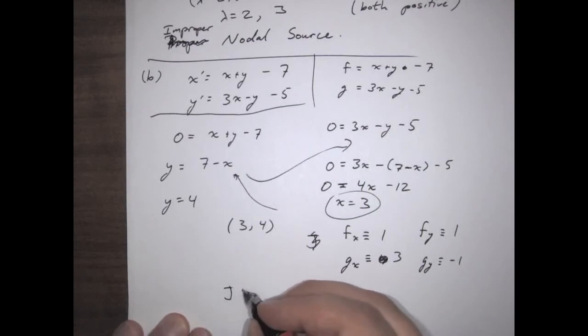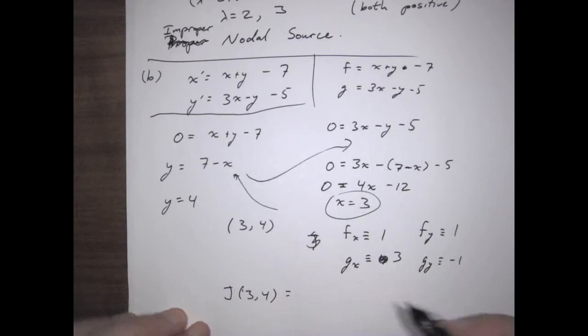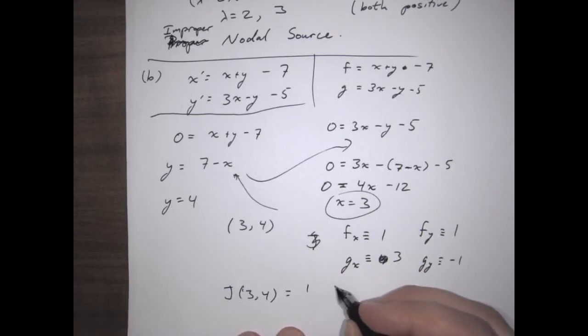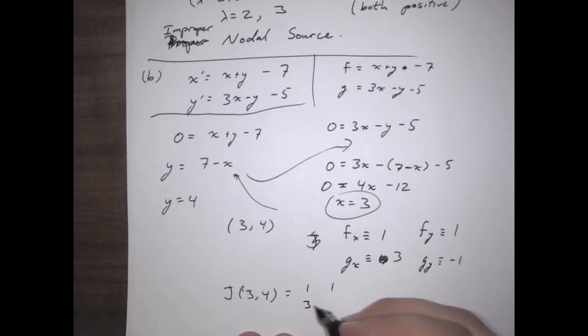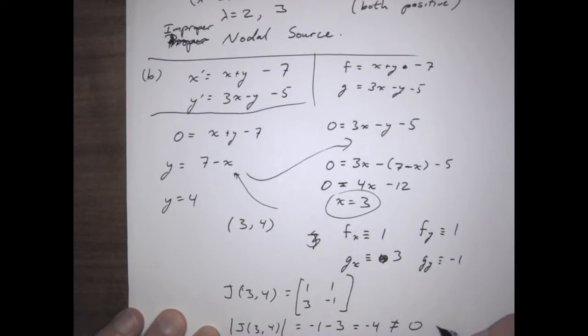Now, 3 comma 4 will then be the same as any other point: 1, 1, 3, negative 1. And the determinant of that would be 1 times negative 1, which is negative 1, minus 3 times 1, so that's equal to negative 4, which is not equal to 0. Check.